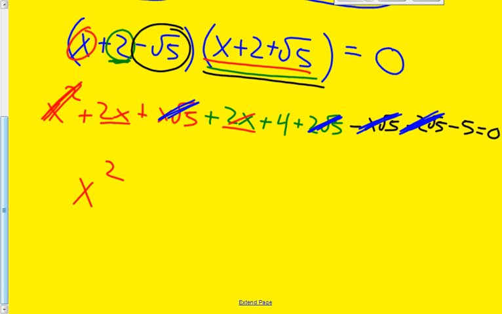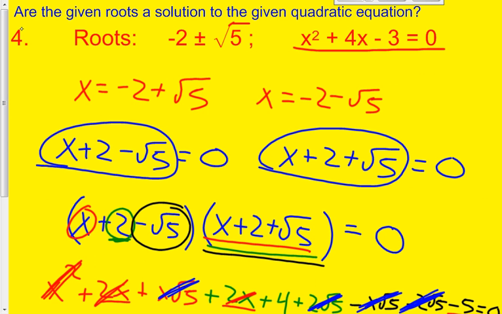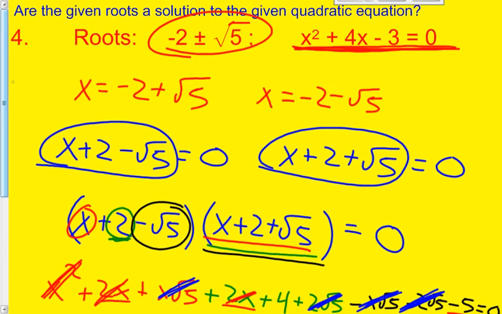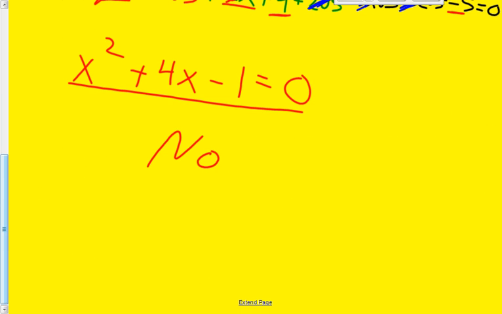2x and 2x make 4x. And what do we have for our constant terms? 4 minus 5 is a negative 1. That equals 0. Is that what we're supposed to see? X squared plus 4x minus 1. X squared plus 4x minus 3. So this one, a negative 2 plus and minus square root 5, are not the roots to the given quadratic equation. So we would say no would be the correct answer for problem number 4.